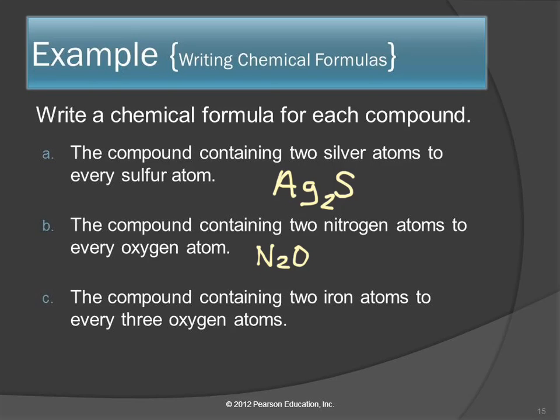Compound containing 2 iron atoms to every 3 oxygen atoms. Fe2O3. Iron is one of those funny ones. You might think it's Ir, but Ir is iridium. Fe comes from ferrum. So Fe2O3. Any questions?